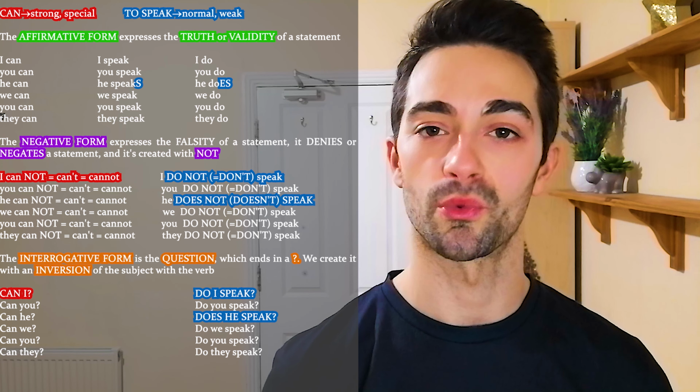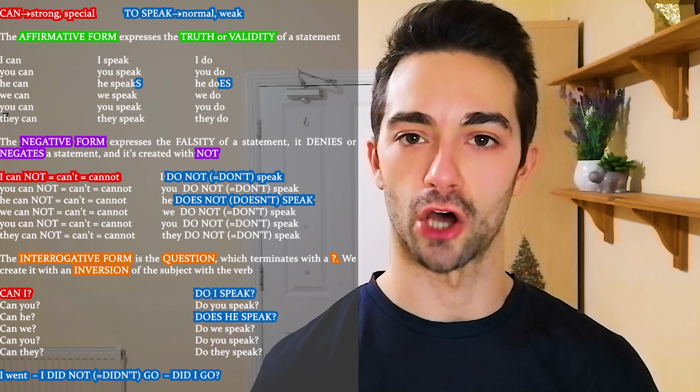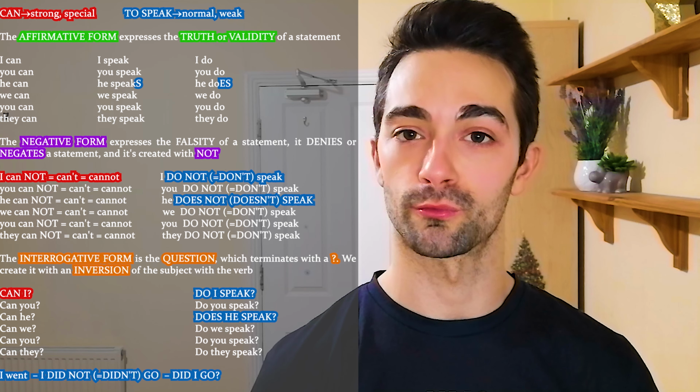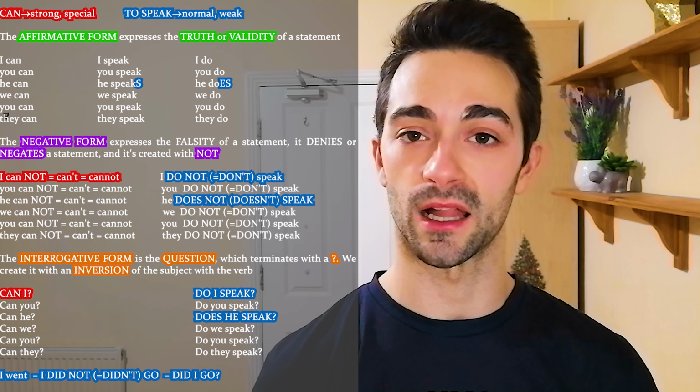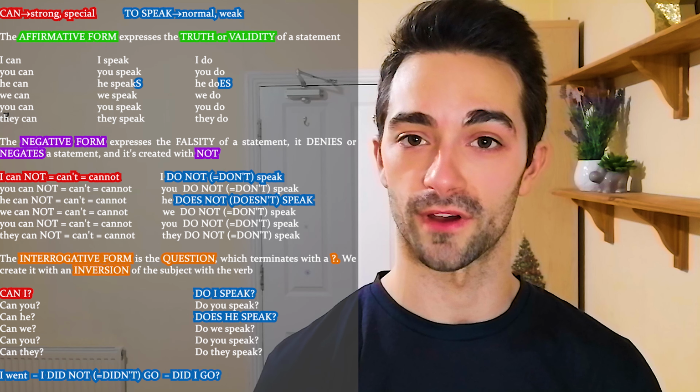So, as a quick recap, if a verb in English creates the negative by simply adding not and an interrogative with a simple inversion, it's a strong verb. If, however, it needs the help of to do as an auxiliary verb, it's a weak verb. The majority of verbs are normal and weak.